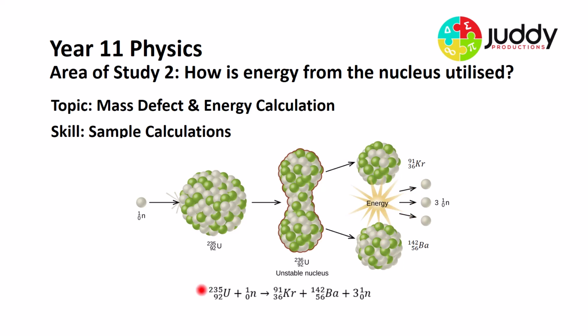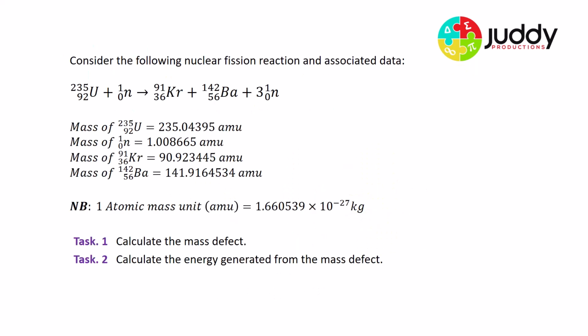Here's our nuclear fission equation representing the above diagram in a more symbolic manner. So let's have a look at some calculations of mass defect and energy. We're asked to consider the following nuclear fission reaction and associated data. Here's the reaction stated on the previous screen.